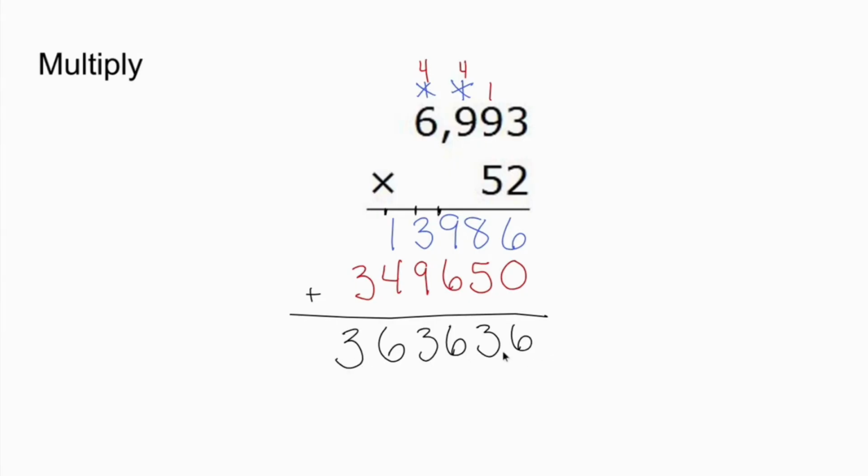Go from the right, count 1, 2, 3 commas, and we have a weird number, 363,636. Lots of 3s, lots of 6s. Kind of crazy, but that's our answer.